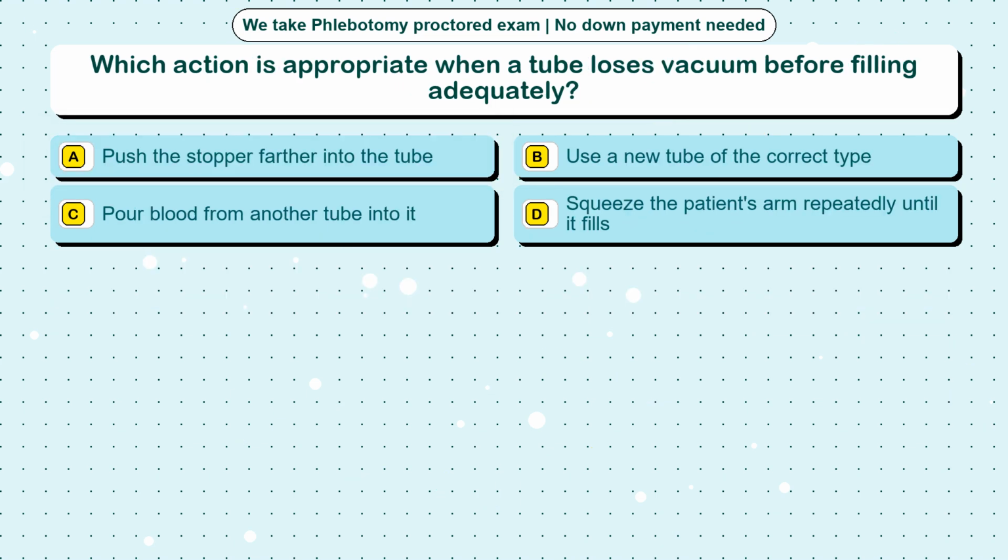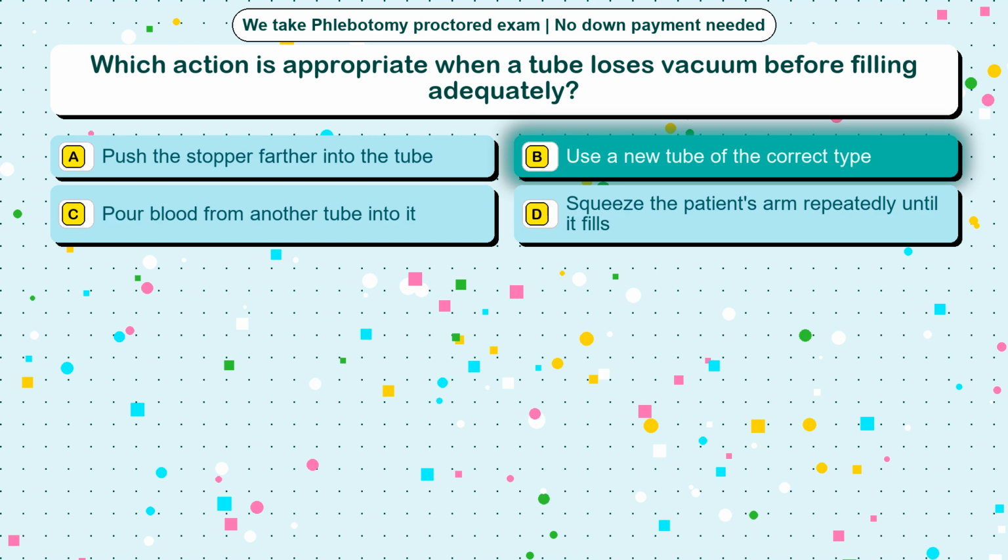Question 13. Which action is appropriate when a tube loses vacuum before filling adequately? Option A. Push the stopper farther into the tube. Option B. Use a new tube of the correct type. Option C. Pour blood from another tube into it. Option D. Squeeze the patient's arm repeatedly until it fills.